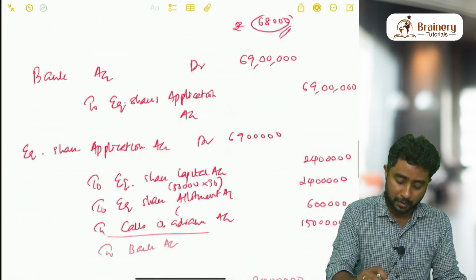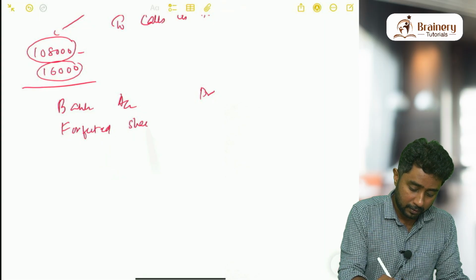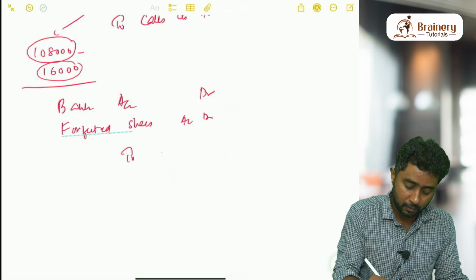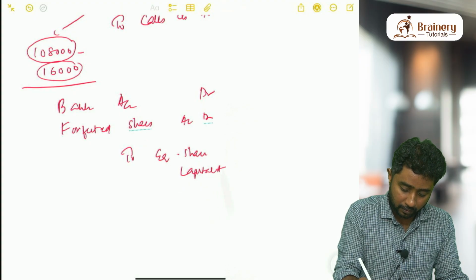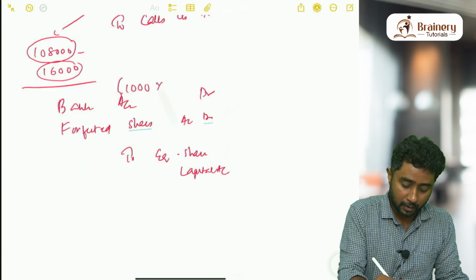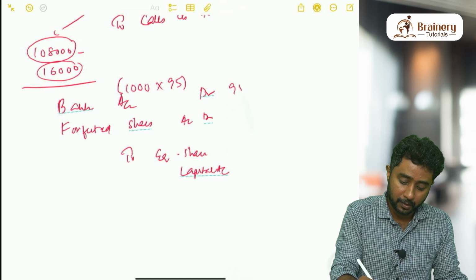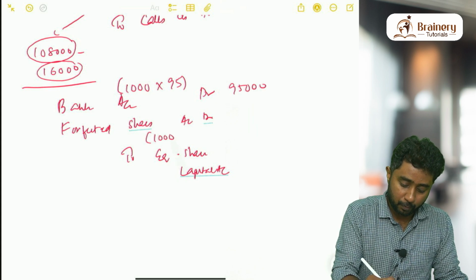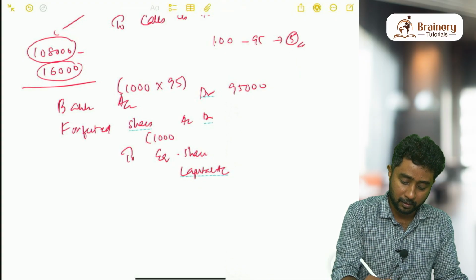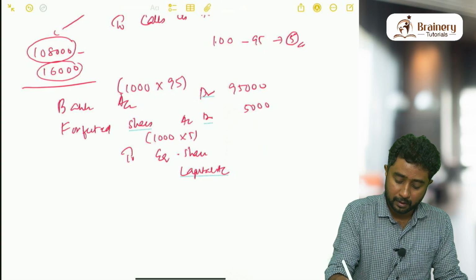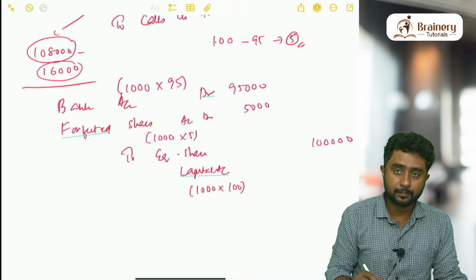That means for discount, what is the reissue entry? Bank account debit, forfeited shares account debit to equity share capital account. How much rupees we are going to receive? 1000 shares are reissued. Issue price is 95. So 1000 into 95, 95,000 we will get. 5 rupees is the discount because 100 is the face value, 95 is the issue price. So into 5, we will be getting 5,000. Share capital 1000 into face value 100, so 1 lakh. That is done.